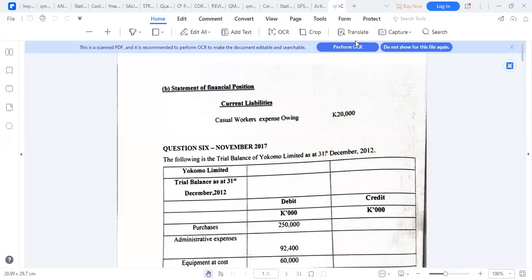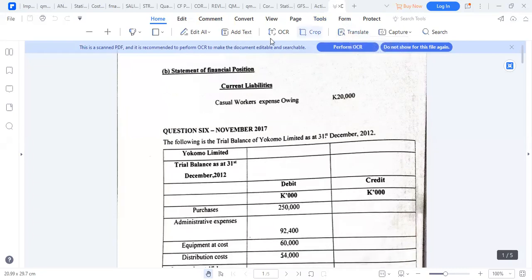Okay, good evening. So we are now looking at the preparation of the final accounts. That is the trading profit and loss account and the balance sheet. These two financial statements are very, very important: the income statement and the balance sheet.